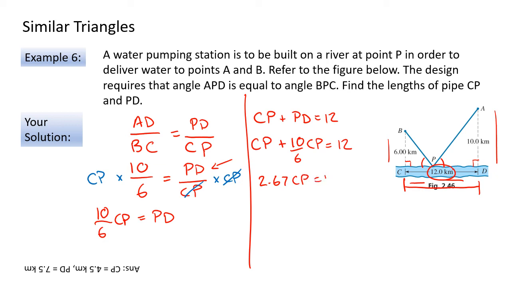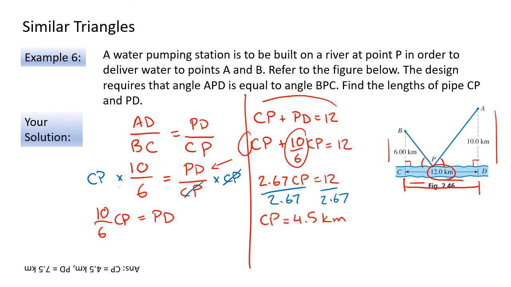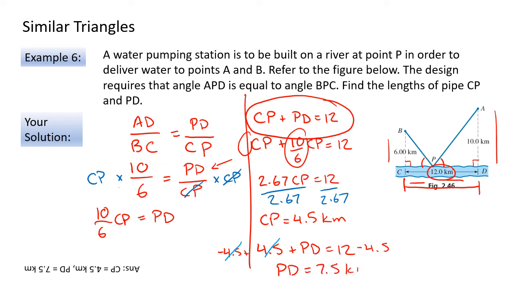And you end up with 2.67 times CP is equal to 12. All I did was add 10 over 6 times the 1 that would be here, since it's just times CP. Now solving for CP, I'm going to divide both sides by 2.67, and we figure out that CP is actually 4.5 kilometers. What that means is we can now solve for PD. So going back to our original equation, 4.5 plus PD has to equal 12. So to solve for line PD, we subtract 4.5 from both sides. Negative 4.5 plus 4.5 cancels, and we're left with PD equal to 7.5 kilometers.